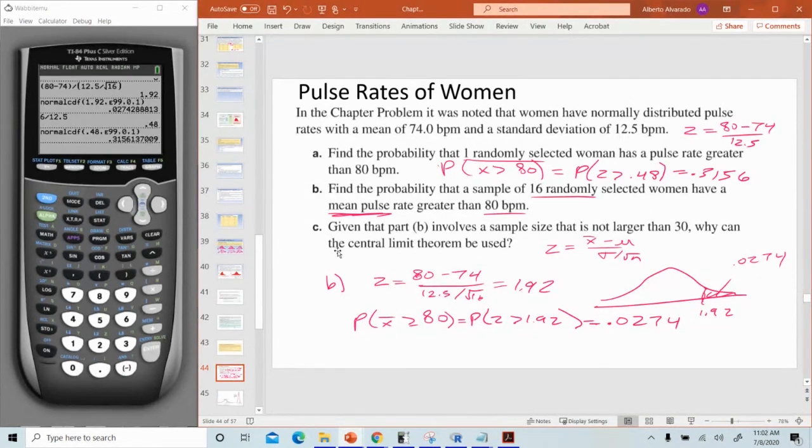Given that part B involves a sample size that is not larger than 30, why can the central limit theorem be used here? On C, we can use the central limit theorem because it says normally distributed, even though the sample size is only 16 and not 30.